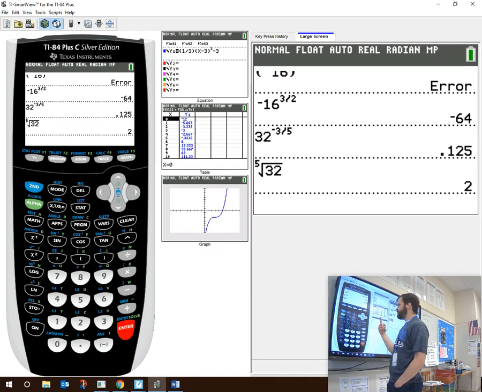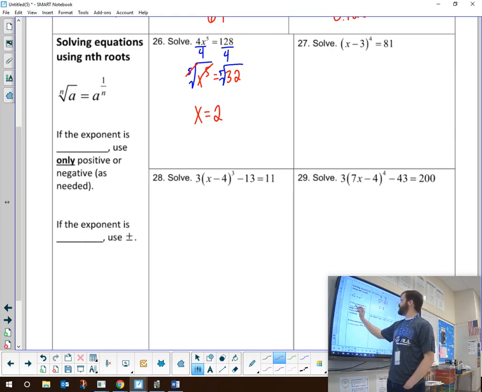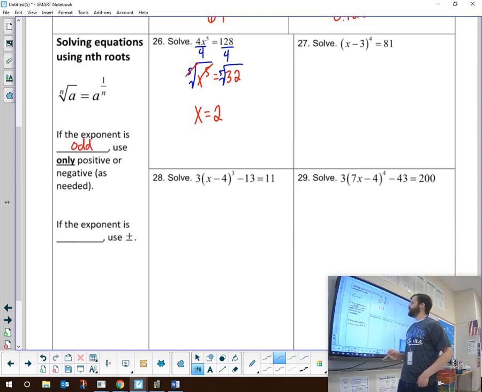And the fifth root of 32 equals 2. So my answer is going to be, this cancels, we're going to get x equals the fifth root of 32 is 2. Now something that's important to remember, if your exponent is odd, use only positive or negative. So this one's only positive 2.